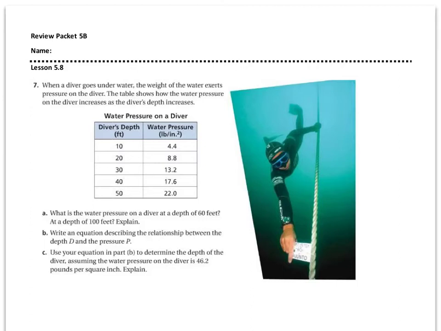Then Part C says, use your equation in Part B to determine the depth of the diver, assuming the water pressure on the diver is 46.2 pounds per square inch. Explain. So if he gets 46.2 pounds on every square inch of his body, that's the water pressure, then how deep is he? You can find that out using the equation from here.